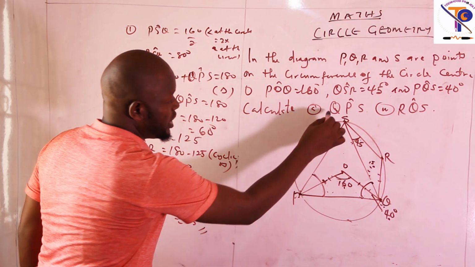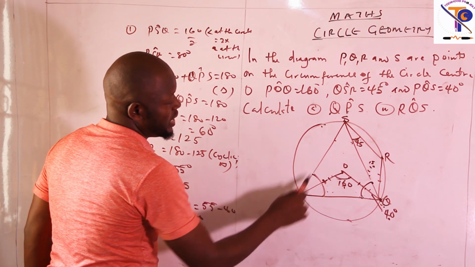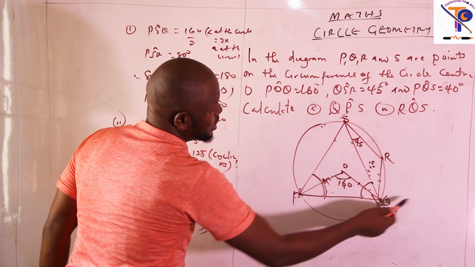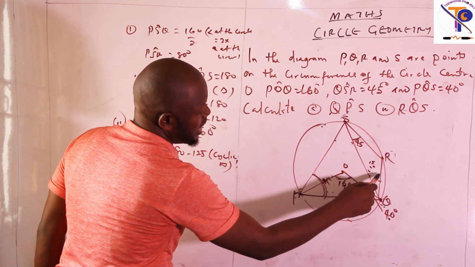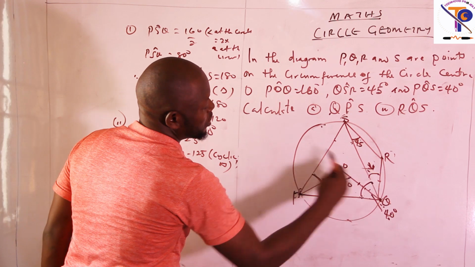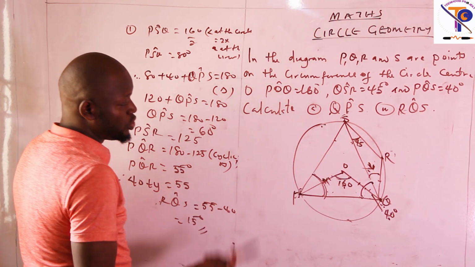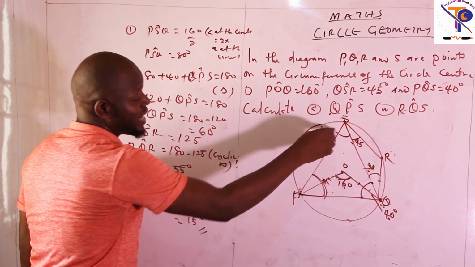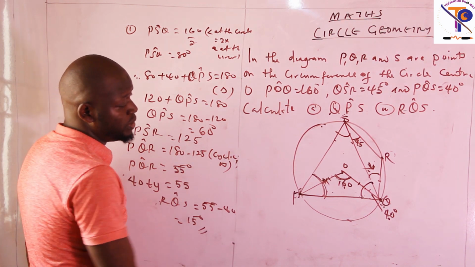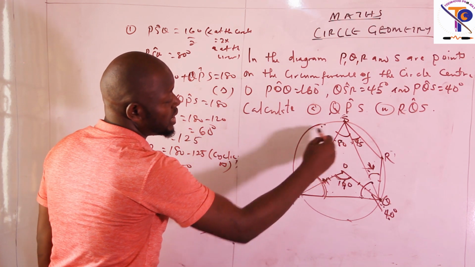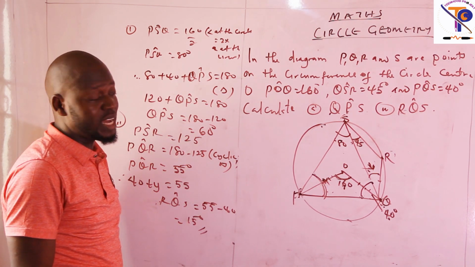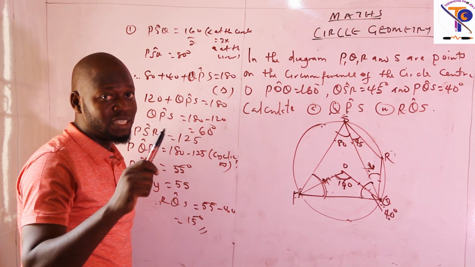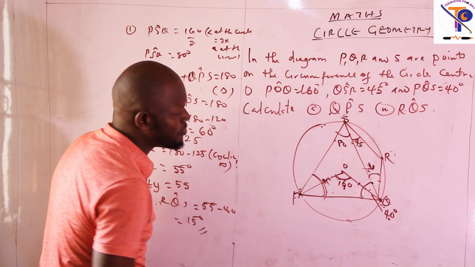So QPS, that is this angle, I called it X. And my RQS, this angle, I called it Y. So if I have these two as X and Y, then we should look into this. So this is angle at the center, and I found angle at the circumference, fortunately for me. So this one is 160, this one is 80, now 80 divided by 160 is 1 divided by 2, that is our theorem 2 that says angle at the center is twice angle at the circumference.